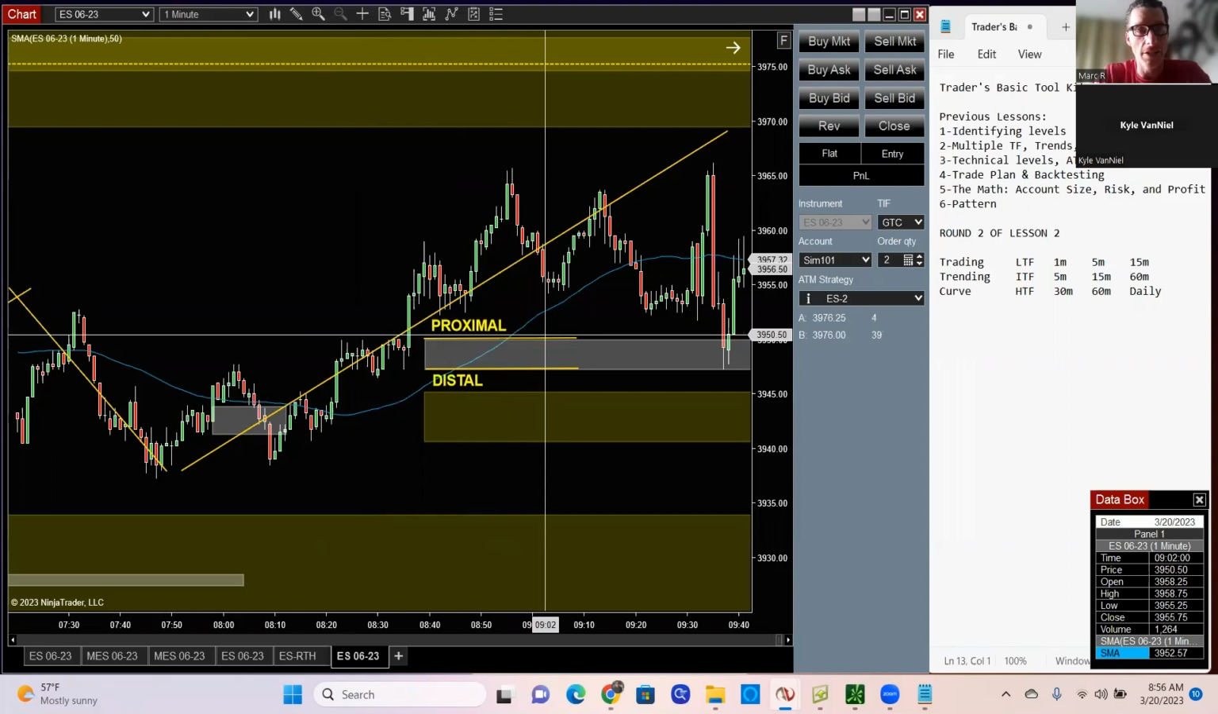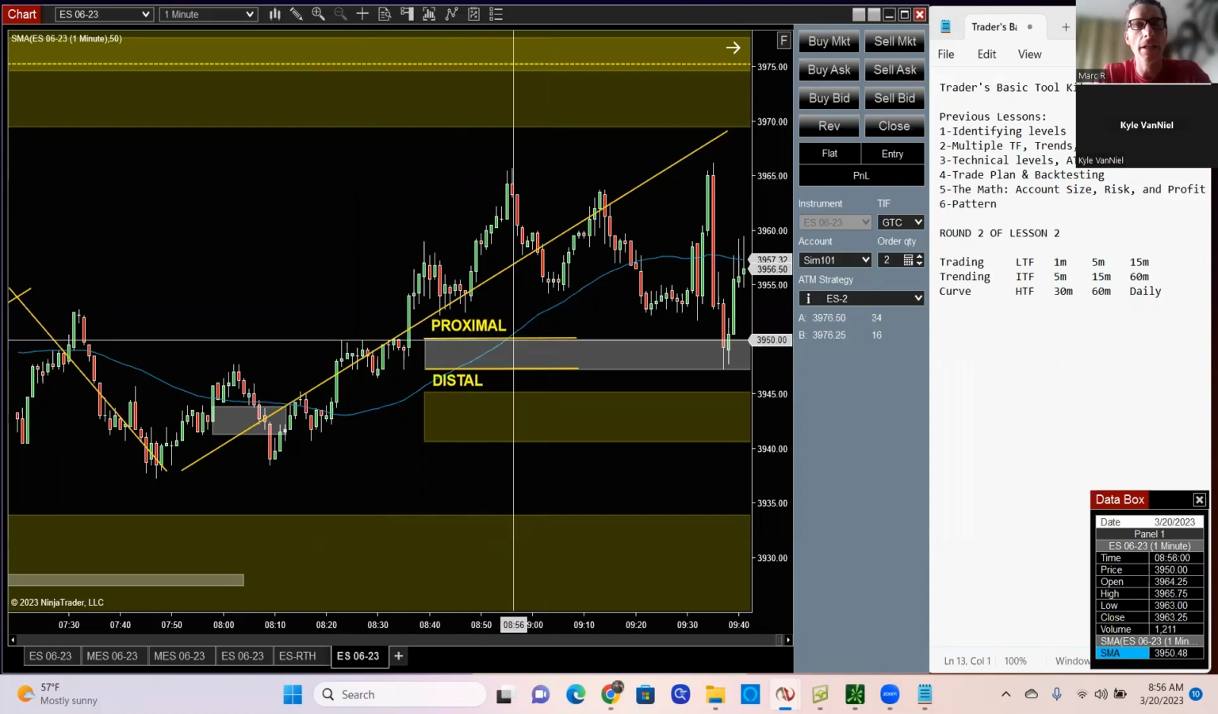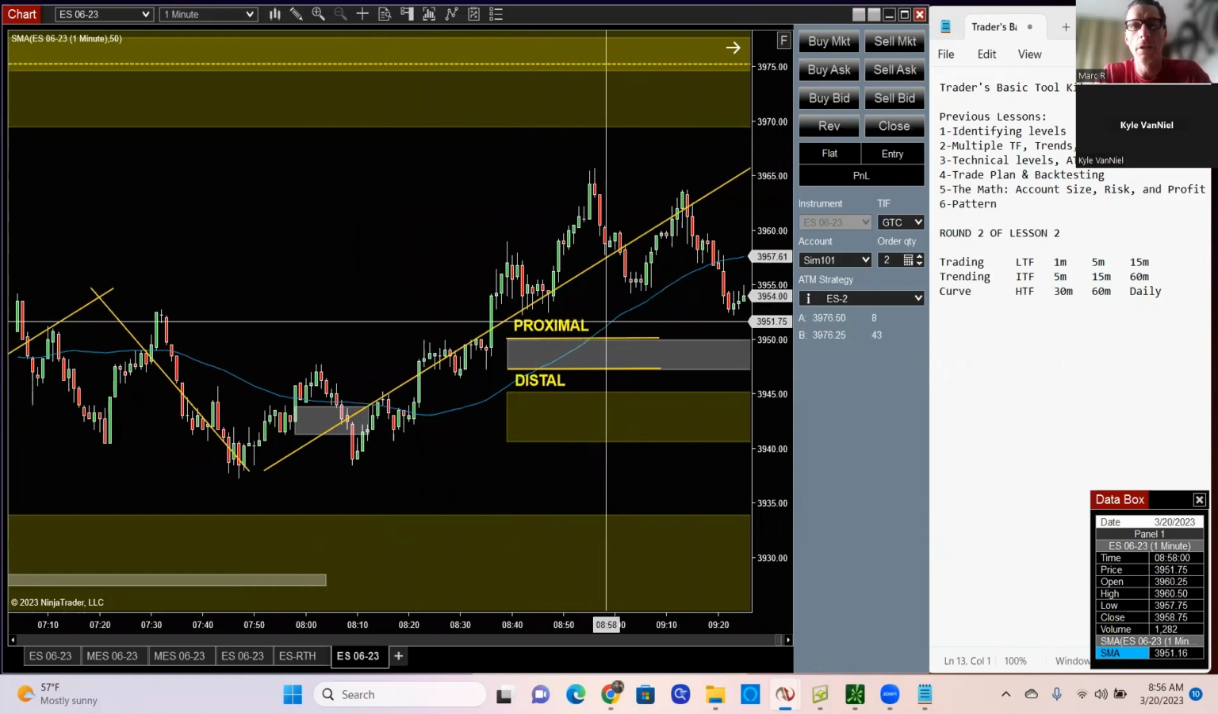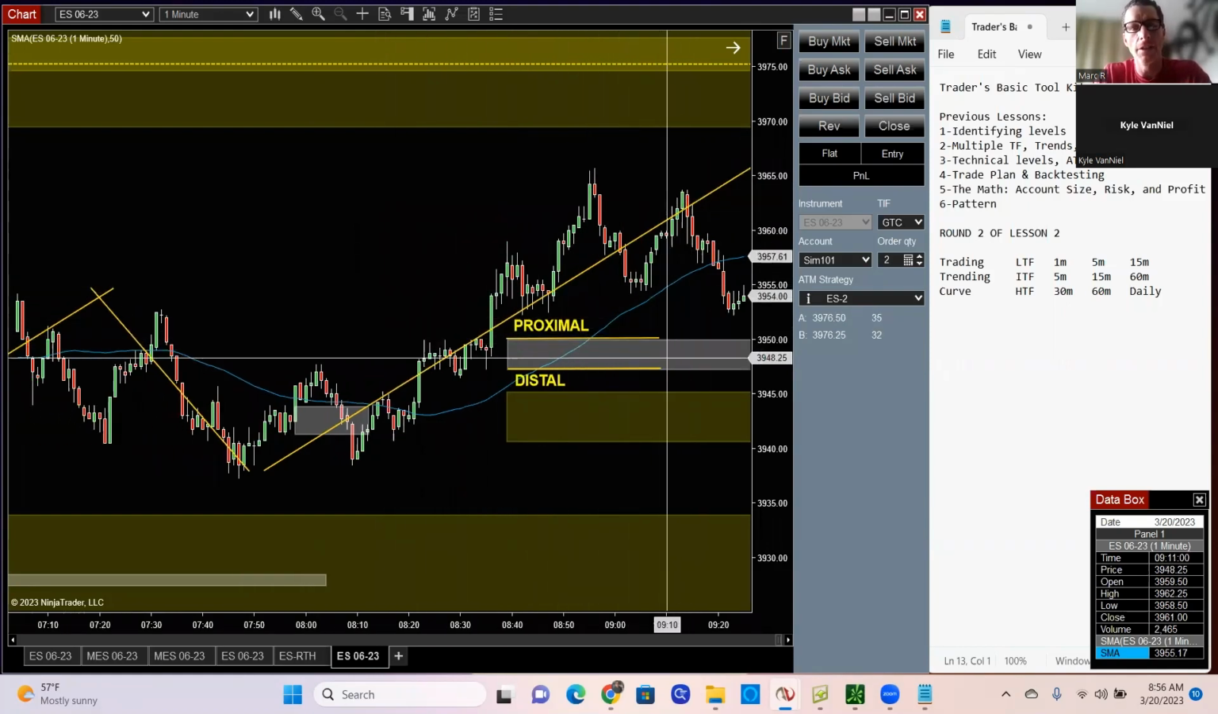Proximity, think of it like in your proximity, what's near you. That's your proximal line. That's the line nearest to current price. So if current price is up here, proximal line is here. Distal, being the distant one, is the further line away.